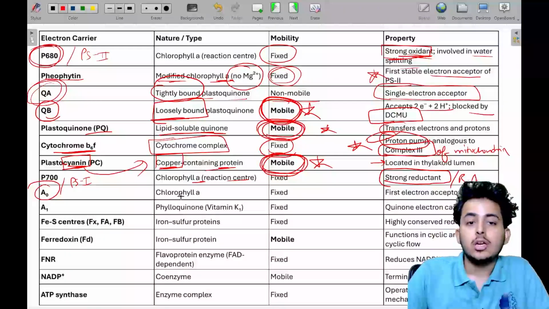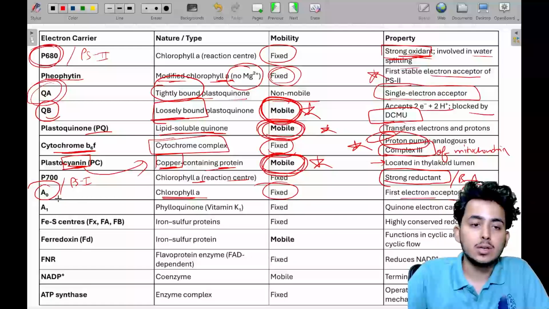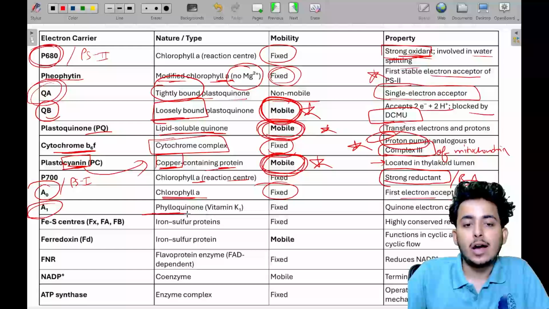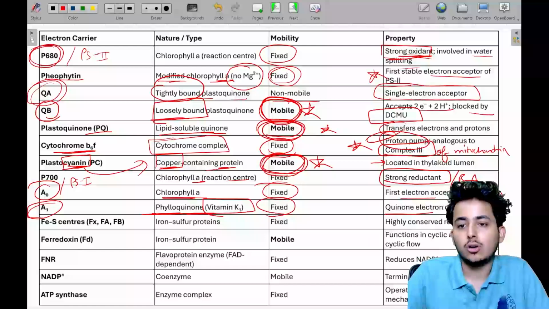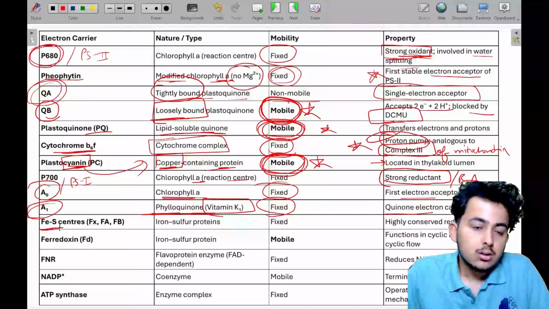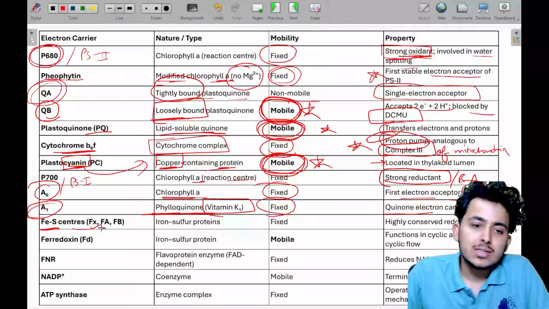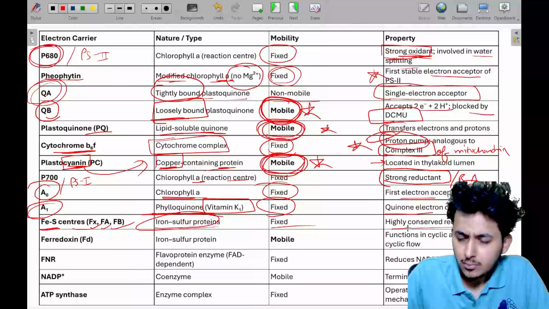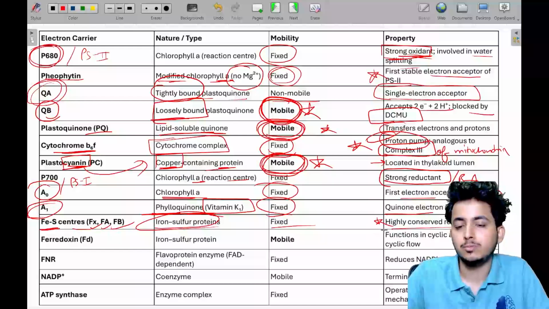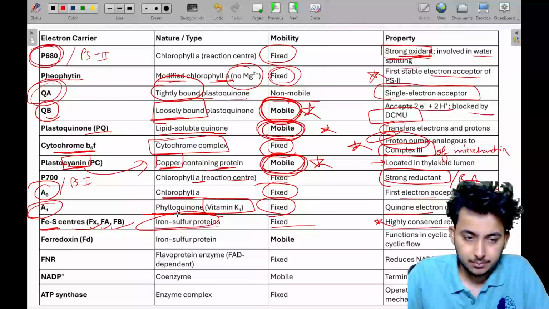Then A naught. A naught is your chlorophyll A, that is the fixed, first electron acceptor of PS1. A1 is phylloquinone, that is vitamin K1, and that is again a fixed quinone electron carrier. Then the FeS centers, FX, FA, FB. These are iron sulfur proteins, fixed. These are highly conserved from plants to plants.